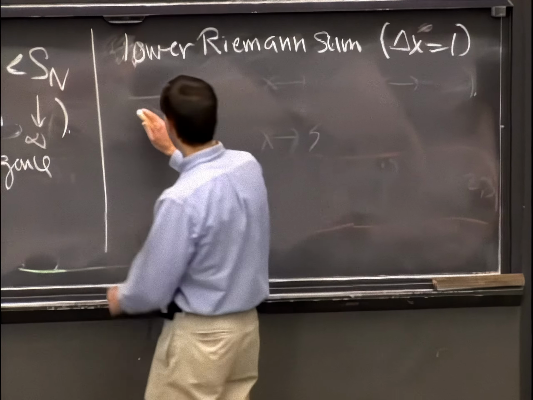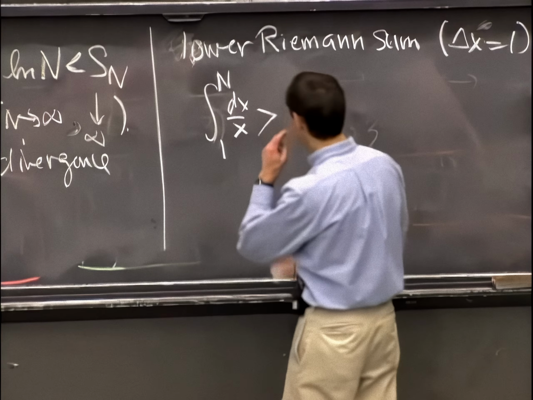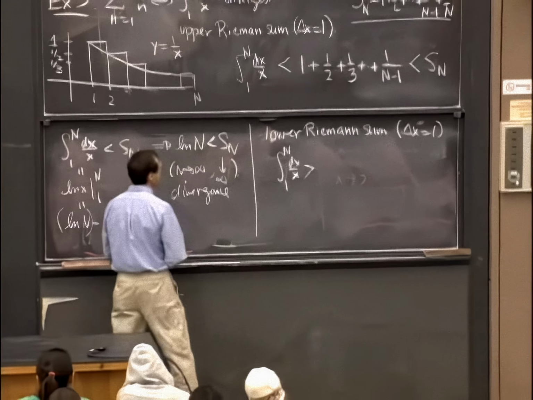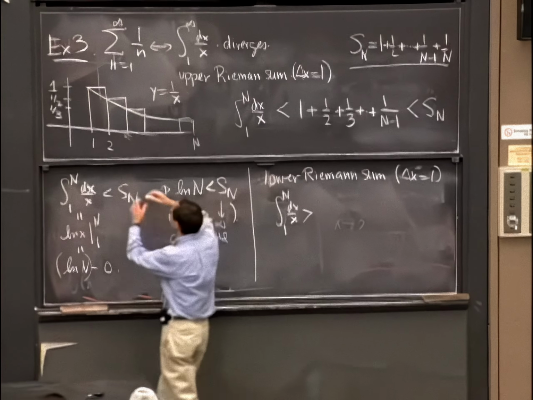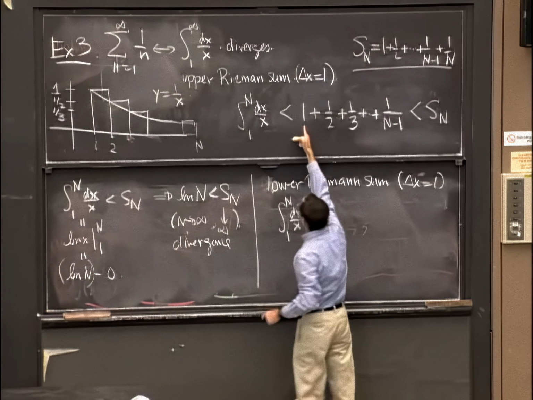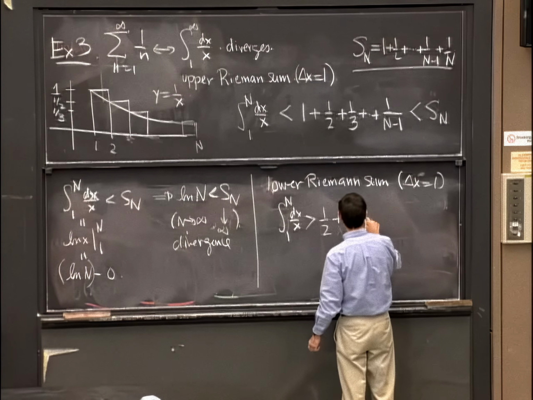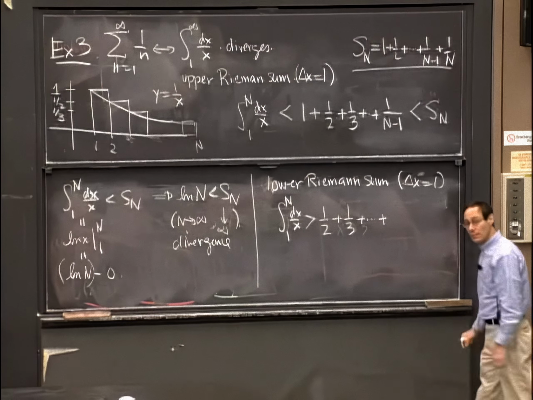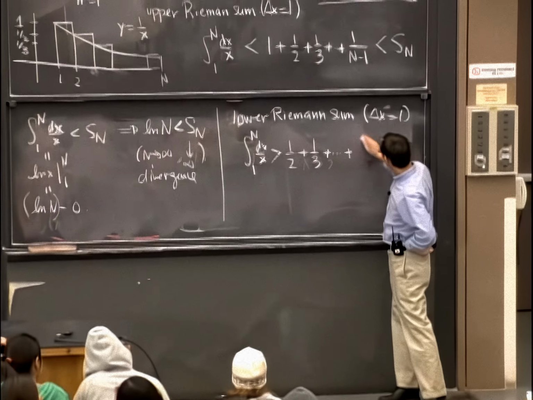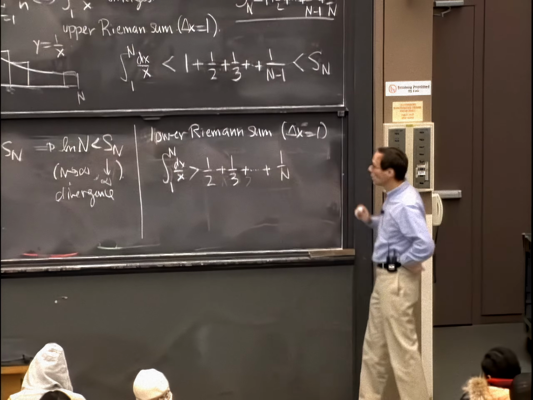I have that the integral from 1 to n of dx over x is bigger than, well, what are the terms going to be if I fit them underneath? If I fit them underneath, I'm missing the first term. That is, the box is going to be half height. It's going to be this lower piece. So I'm missing this first term. So it'll be a half plus a third plus, it'll keep on going. But now, the last one, instead of being 1 over n minus 1, is going to be 1 over n. This is, again, a total of n minus 1 terms. So this is the lower Riemann sum.